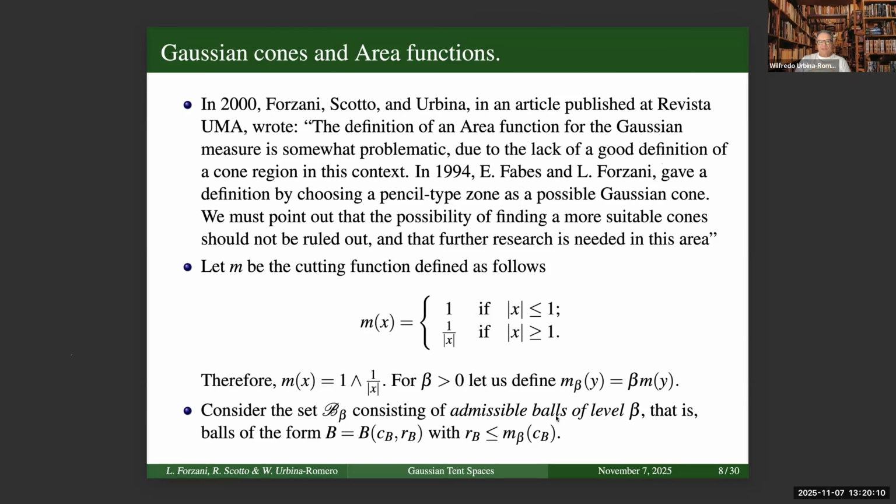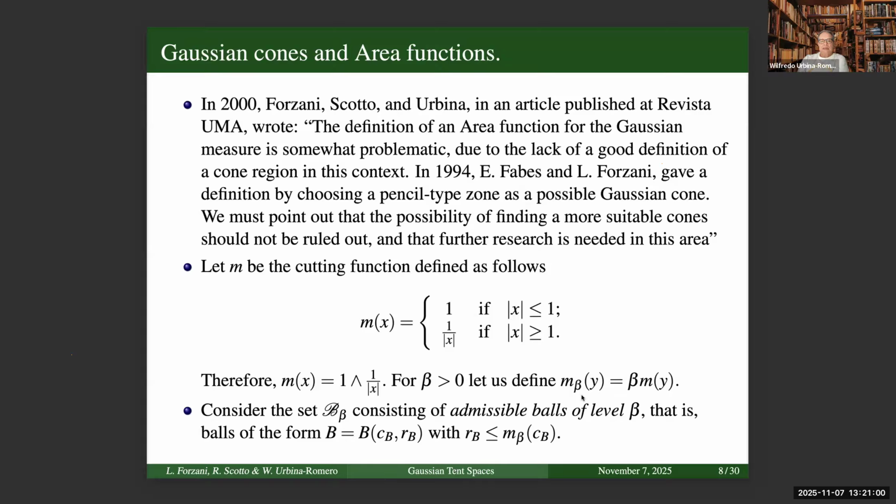Forget about the beta, we can just think about beta equal to 1. What this is telling you is that the admissible balls are going to be near the origin of radius 1, and when you move away, those have a tiny radius, a multiple of 1 over the norm of the center. So why are these interesting balls in Gaussian harmonic analysis?